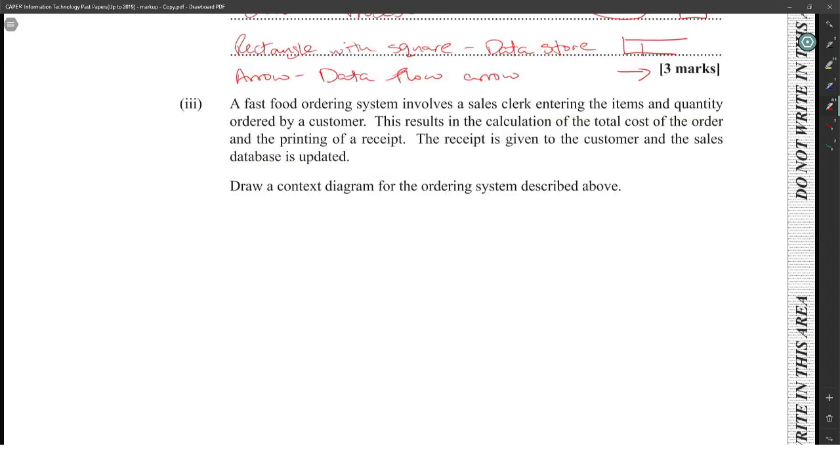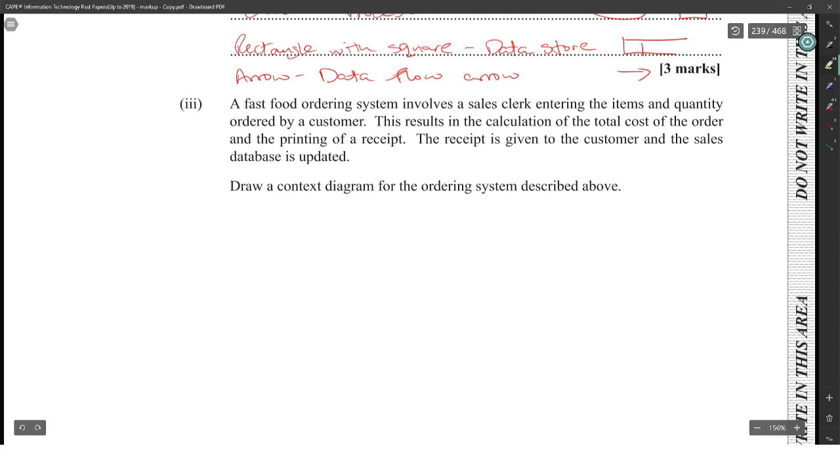A fast food ordering system involves a sales clerk entering the items and quantity ordered by a customer. This results in the calculation of the total cost of the order and printing of a receipt. The receipt is given to the customer and the sales database is updated. Draw the context diagram for the ordering system above.